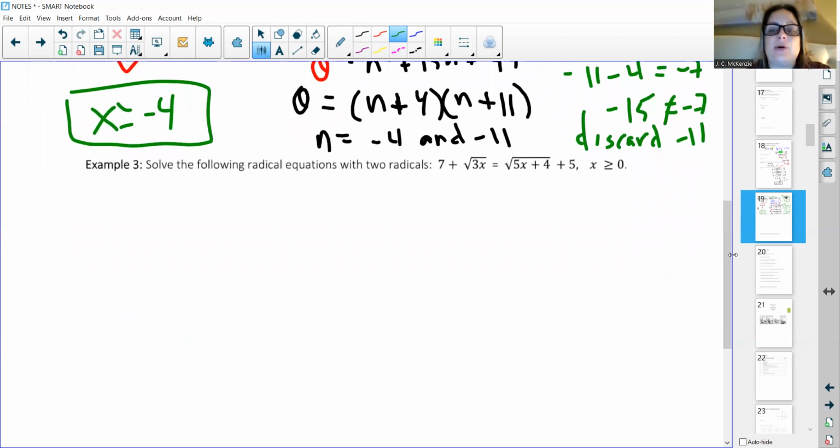Okay, so this last example is the most complex. We can see that we have two radicals here. The first radical is square root 3x.